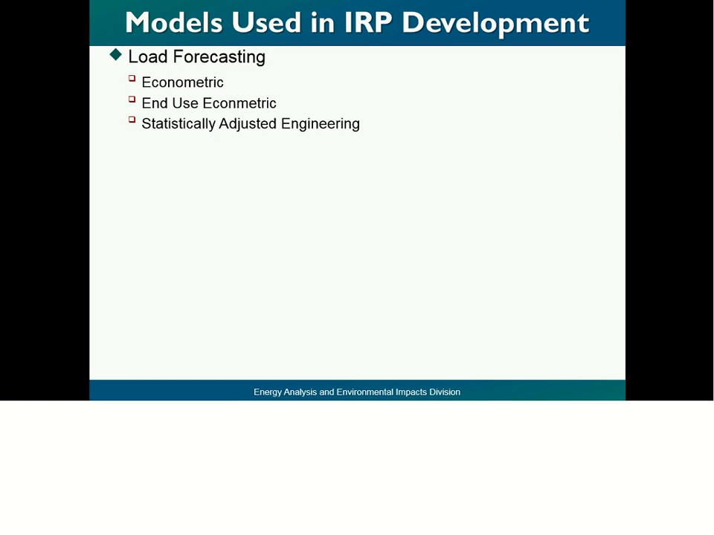Close cousins of those are statistically adjusted engineering models, which are a step between end-use and econometric, where you have aggregates as opposed to individual end uses. You might have space heating as an aggregated end use, as opposed to gas space heating, electric space heating done by heat pumps, electric resistance, et cetera. Water heating done by X, Y, and Z, you just have a water heating block. So there are ways to get some better fidelity out of that.